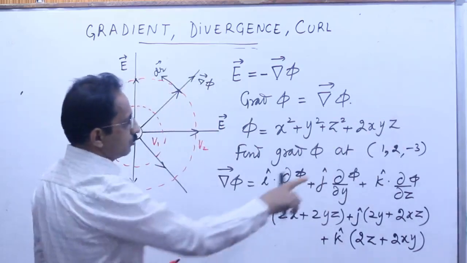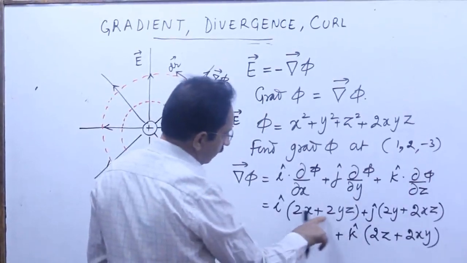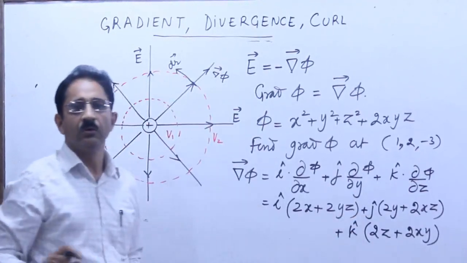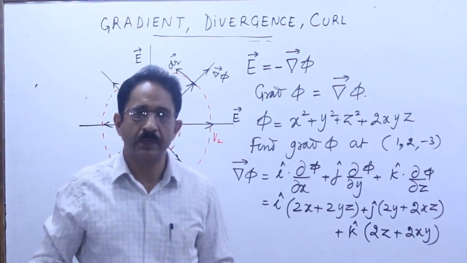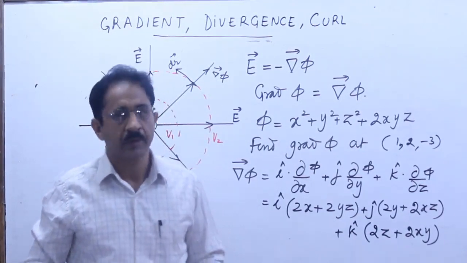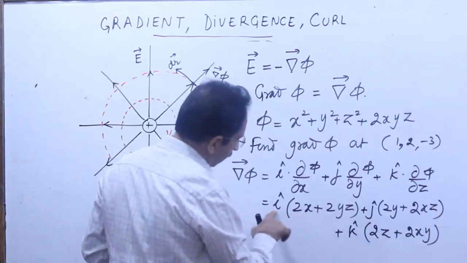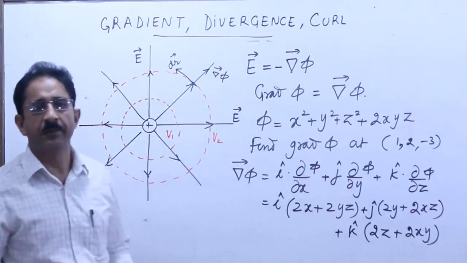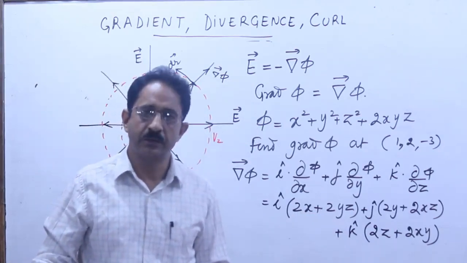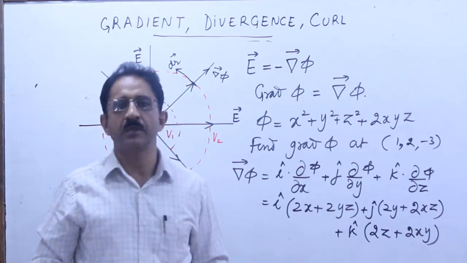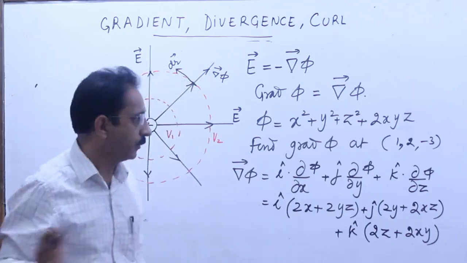Now put in the values of x, y, and z. So you have x equal to 1, y equal to 2, z equal to minus 3. Give these values of x, y, and z to the equation, and you obtain the value of gradient phi at a particular point. Remember that when you give the values to x, y, and z, you have the retention of i cap, j cap, k cap. That means जो आपका result होगा, that result will be a vector. And that vector represents the gradient of the scalar function at a particular point.